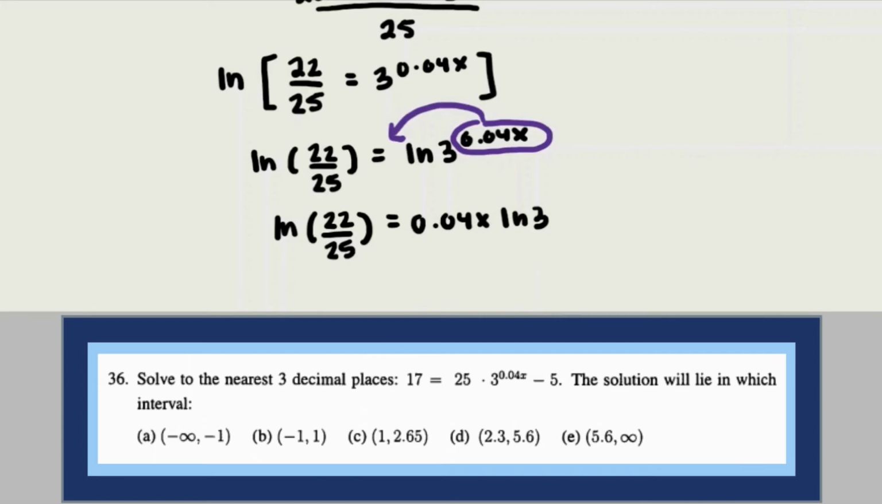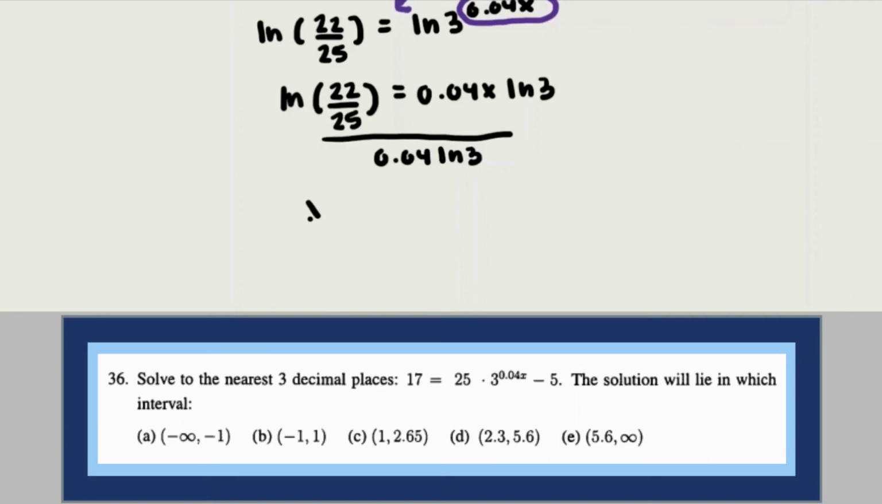Alright, so then last thing we want to do is basically we want to solve for x, right? So what we're going to do is we have 0.04x times ln 3. So what we can actually do is just divide everything by 0.04 ln 3, since that's what x is being multiplied by. And when we do that, x will be equal to ln 22 over 25 all over 0.04 ln 3.